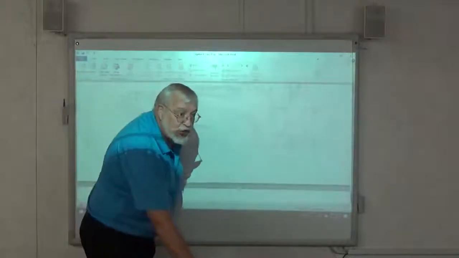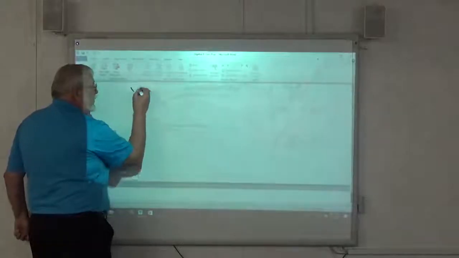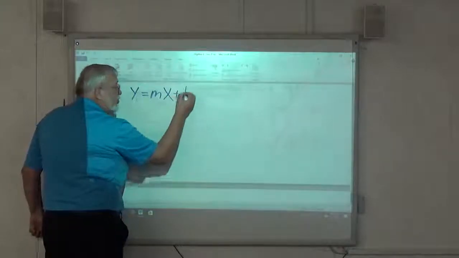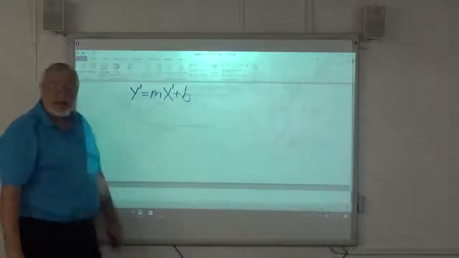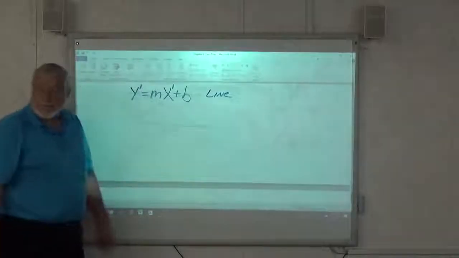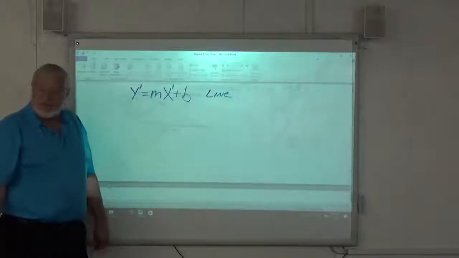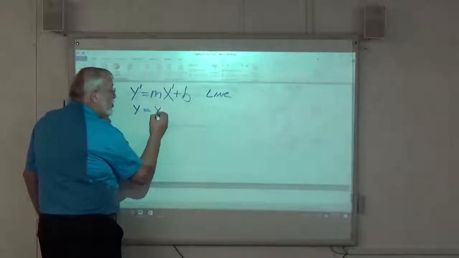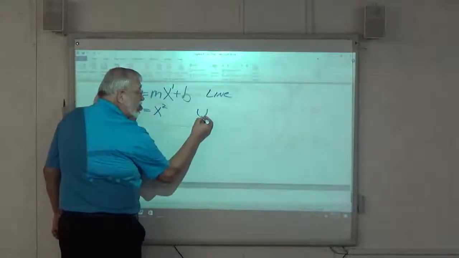All right, now this is for notes again. This is important for your notes. y equals mx plus b. This is 1 and this is 1 as far as exponents. This is a line. That's called a linear equation. All right, you should already remember that from Algebra 1. Okay, if you have y equals x squared, you have a parabola, and it looks like a U.